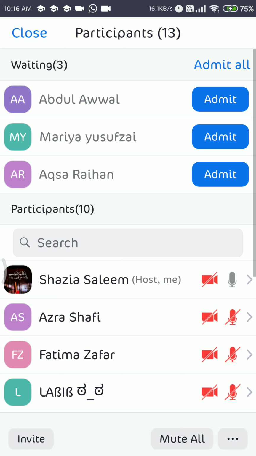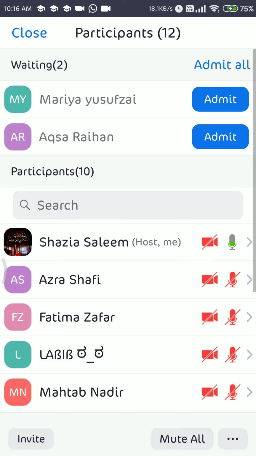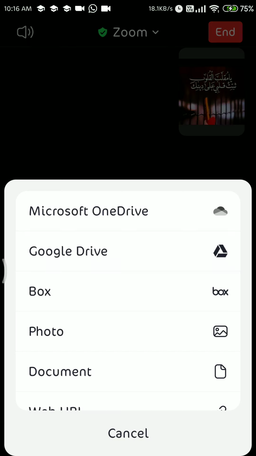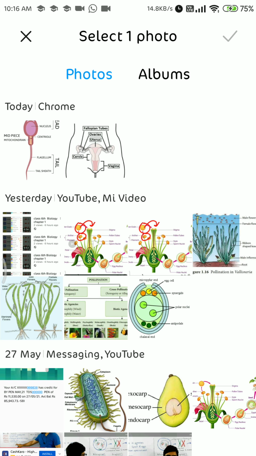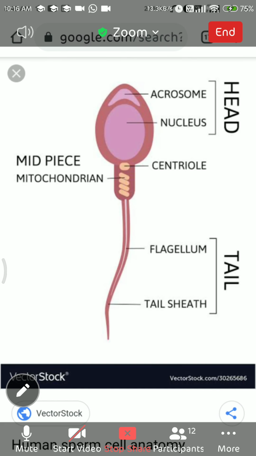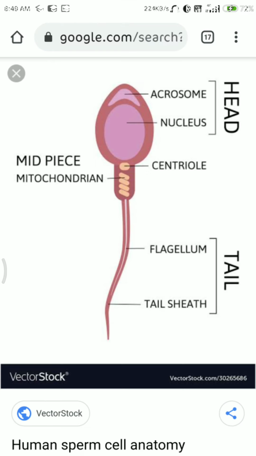So let's discuss the structure of sperm. Sperm has two parts: the upper part is the head, and the lower part is the tail. The middle piece is also there, which contains mitochondria.